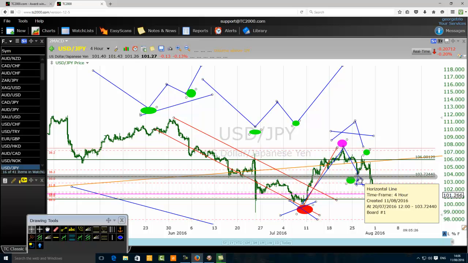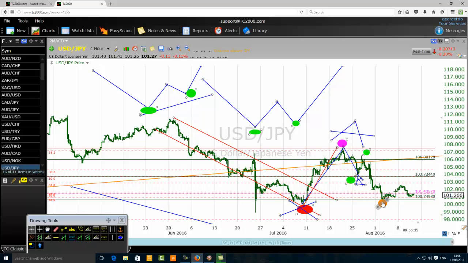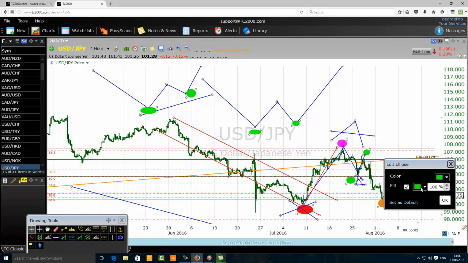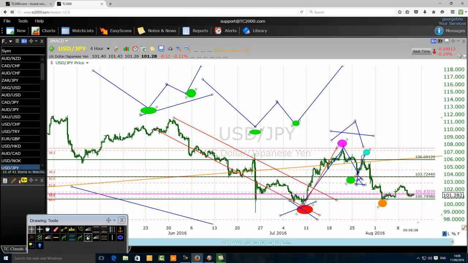So now, remember that the pattern is not completed until it's fully completed. But then the A to B should be between 38.2% and 50% Fibonacci retracement level of XA. All right? And we want the B, this is the point B, to point C. Let's call out the point C in turquoise. This is the point C here.